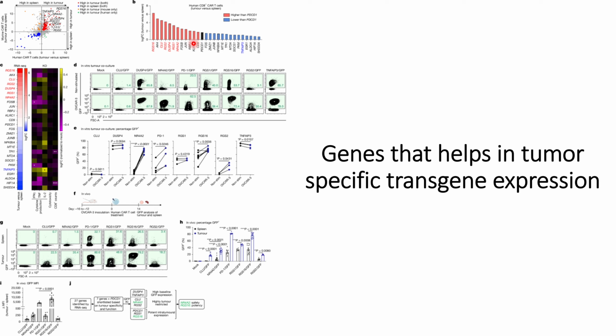The 12 genes that are highly expressed are shown in orange, and the PDCD1 gene is shown in black. The rest of the transgenes, which are expressed lower compared to PDCD1, are shown in blue.